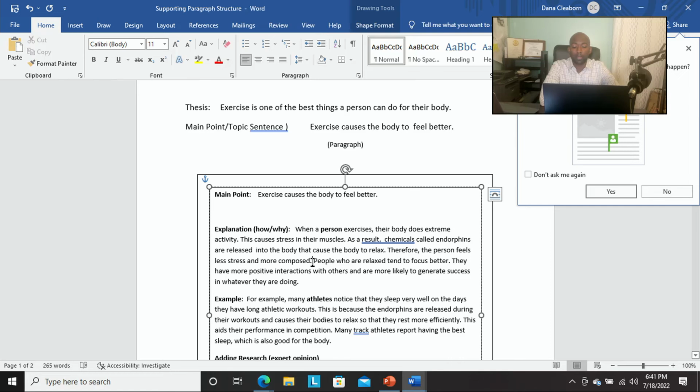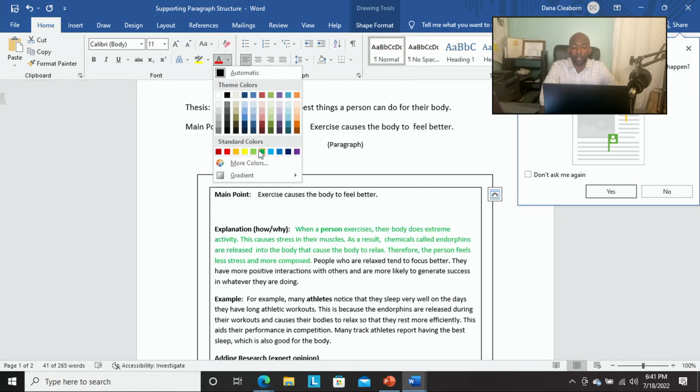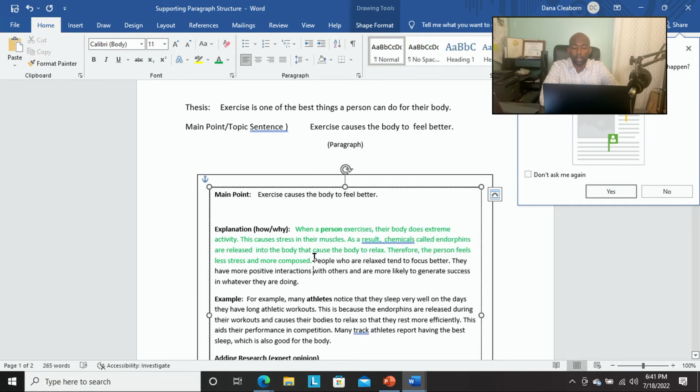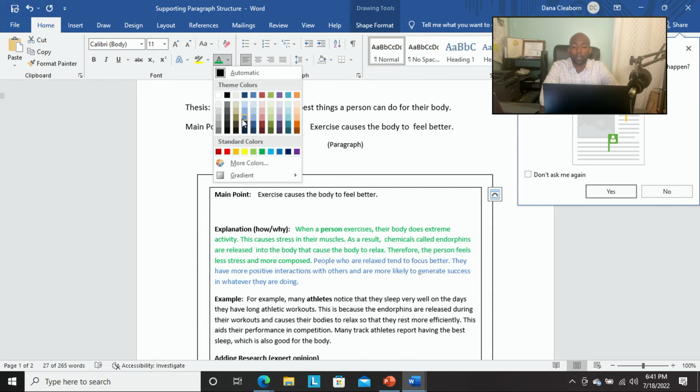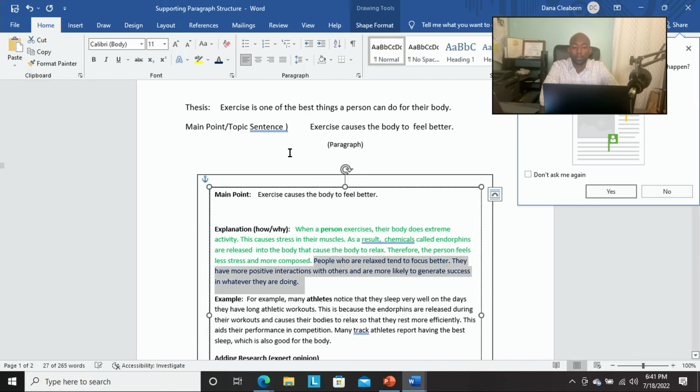And then we give you causes here. And I'll just put that in green like normal. And then effects. People who are relaxed tend to focus better. They have more positive interactions with others and are more likely to generate success in whatever they're doing. Okay, so those are the effects of what happens as a result of exercise causing the body to feel better. Okay?